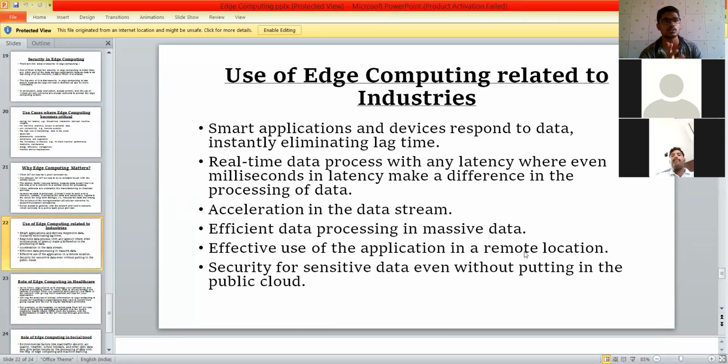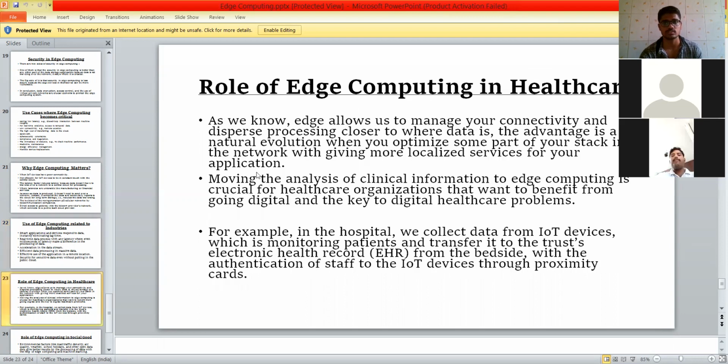Yes, this is one of the major defaults that we are facing in real-time situations nowadays. In a remote location, people think that only the city has the advantage of network towers, but we must concentrate on remote locations also. Next is the role of edge computing in healthcare.